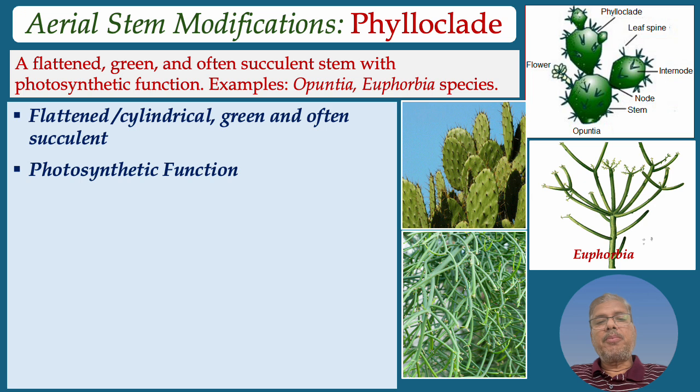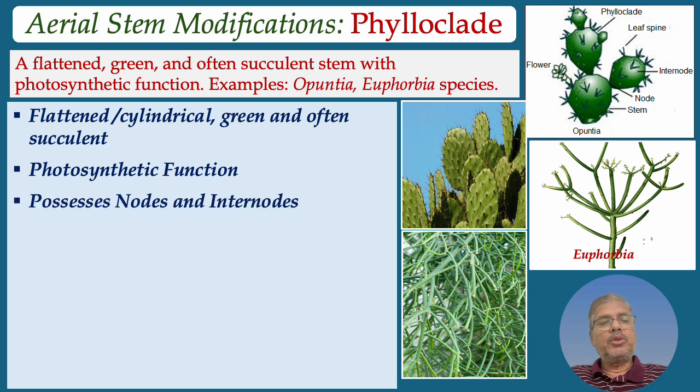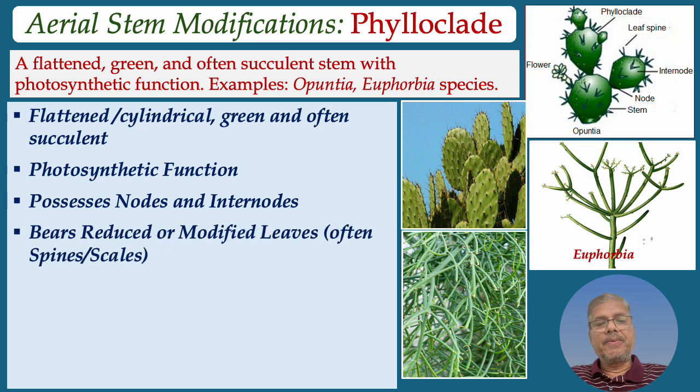Since it is green, the primary function of the phylloclade is photosynthesis. In plants with the phylloclade, the true leaves are often reduced to spines or the scales to minimize water loss, and the stem takes over the role of food production. As a modified stem, phylloclade retains the fundamental stem structure containing nodes and internodes, though these may be compressed or less obvious.